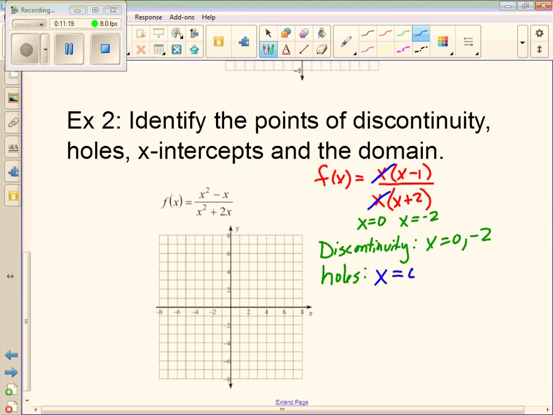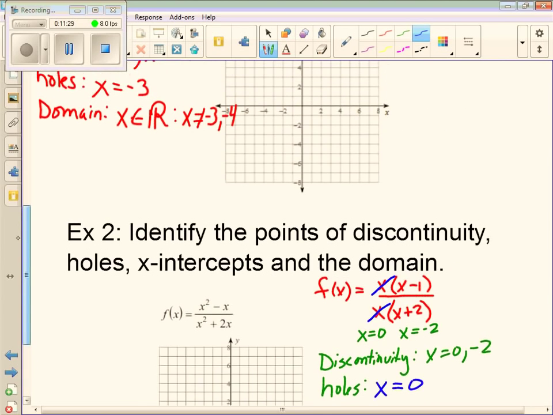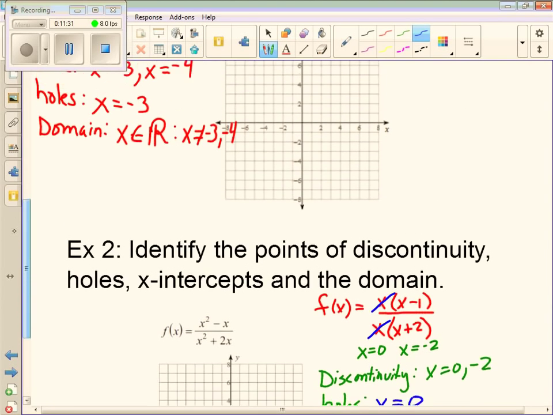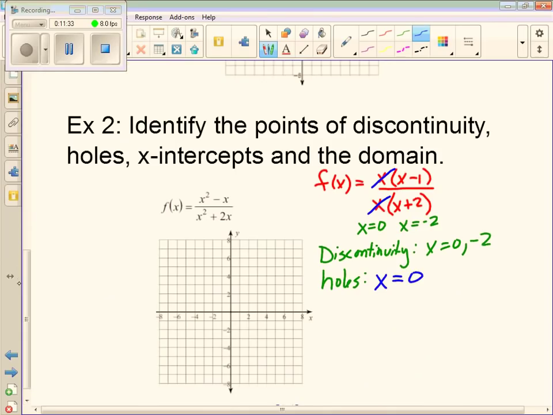Then our x-intercept, don't worry about those. I'll do domain next. Domain is always all real numbers, and then just list that x cannot equal your denominator zeros: 0, -2.